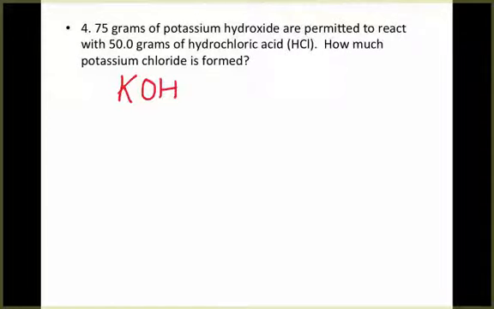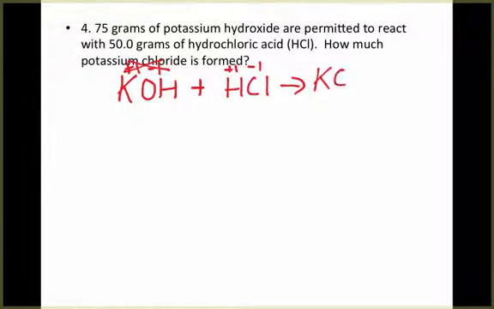Potassium hydroxide, K plus 1, OH minus 1, reacts with HCl. So again, you have to figure out what type of reaction this is. And you look here, you should recognize that it's a double displacement reaction. So whatever's negative will switch. So K is no longer going to be with OH. K is going to be with Cl. And H is going to be with OH.